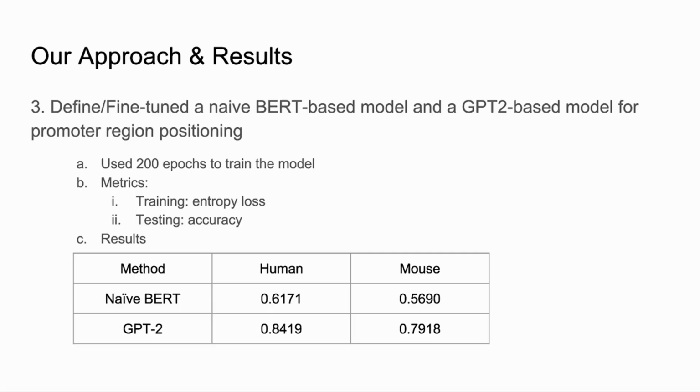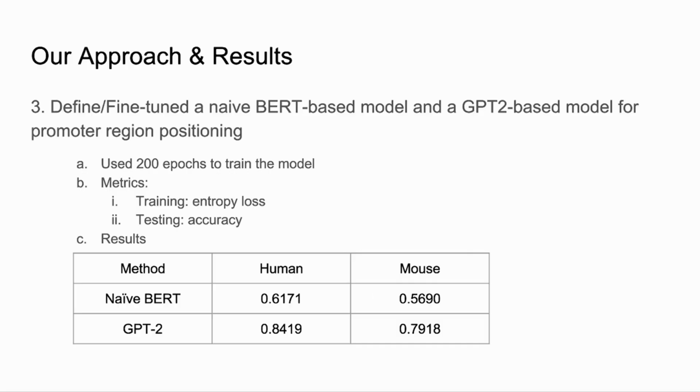And for the specific experiments, we have aligned the experiment setting with the DNA-BERT. First, we also use 200 epochs to train the model, and for the training, we also use the cross-entropy loss, and for testing, we also deploy the accuracy metrics. Here we report the final results of the 2 methods.